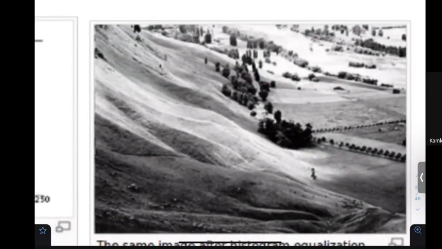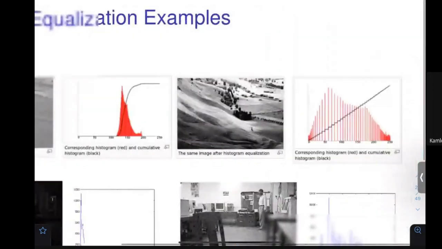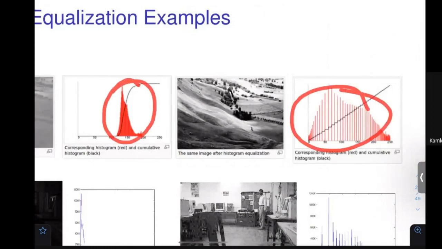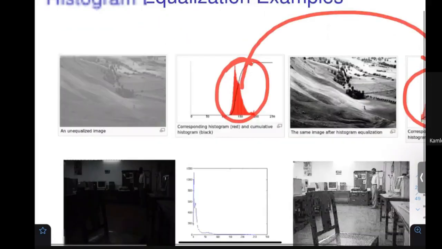Is it a better image? Yes or no? And the new histogram is going to be this. Make sense? Is it clear? Yes or no? Let me show you another image.